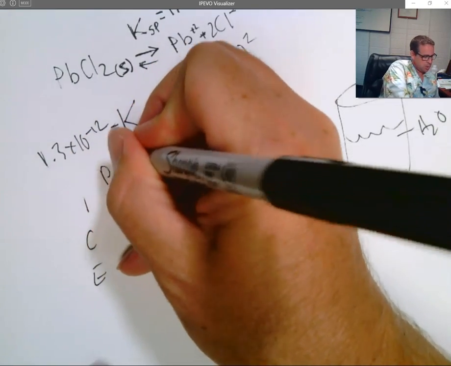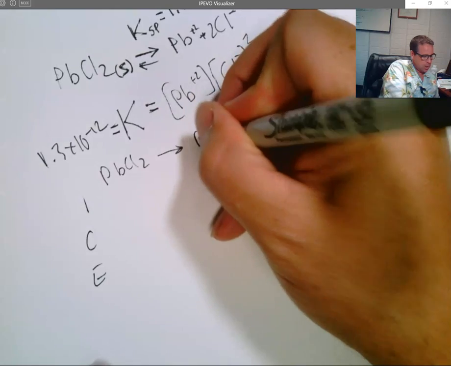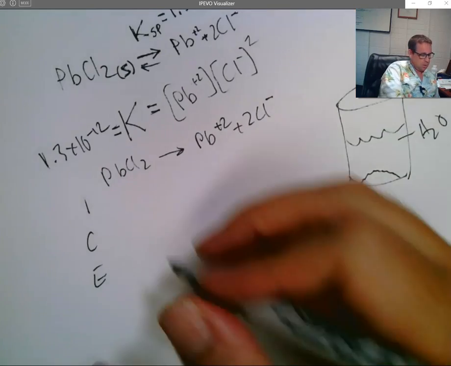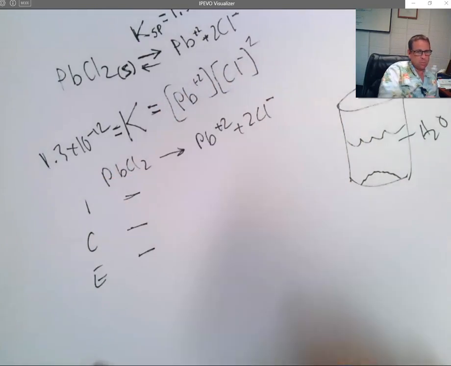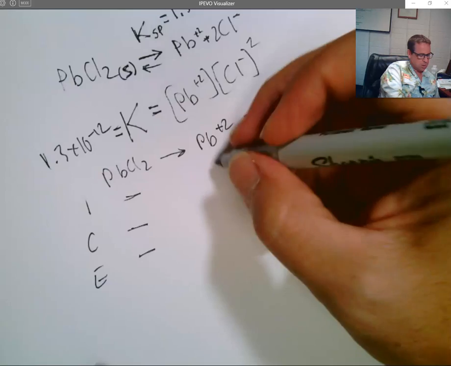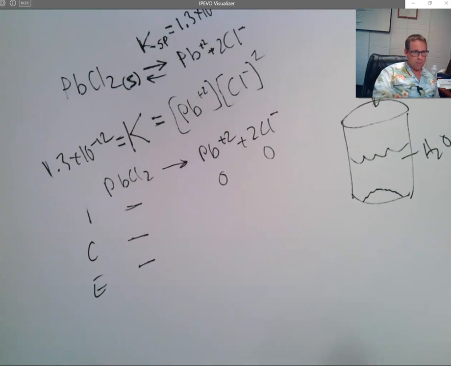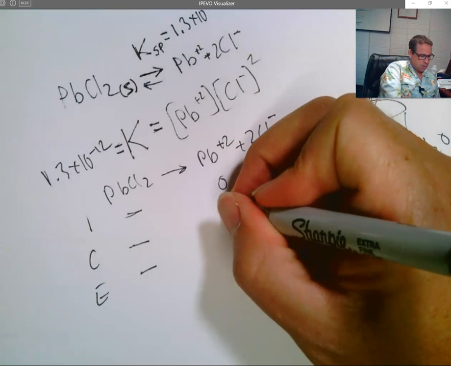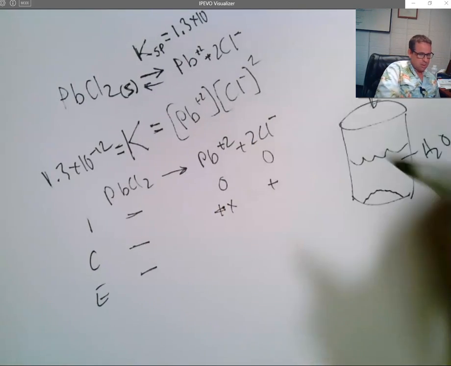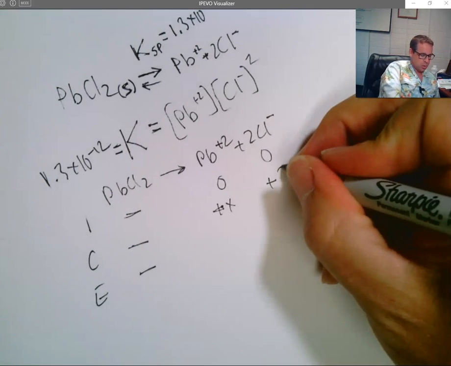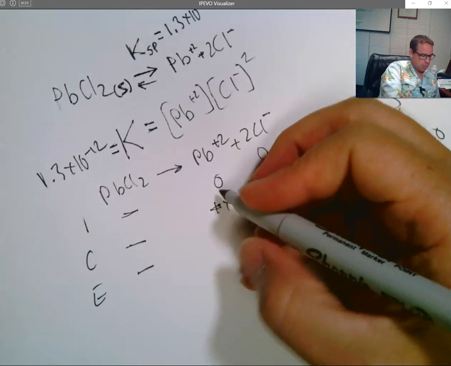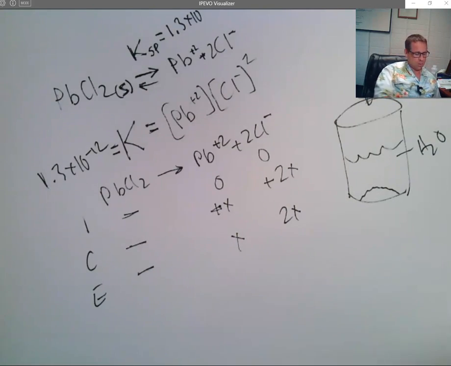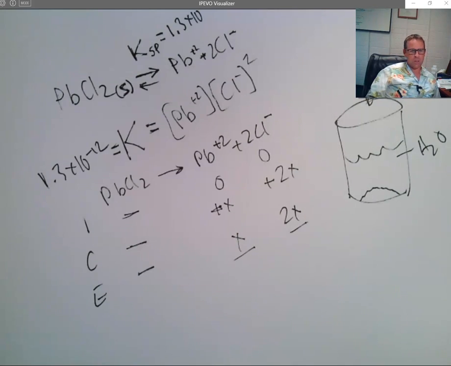Right? PbCl2 ionizing to the lead ion and 2 chloride ions. The initial concentration, this material we don't have to worry about. The initial concentrations of these we can say is 0 for this question, just wondering how much of this will dissolve. The change is going to be plus x and plus, we have the coefficient there, so 2x, and then the equilibrium concentration would be 0 plus x and 0 plus 2x. Right? So these are now my equilibrium concentrations.